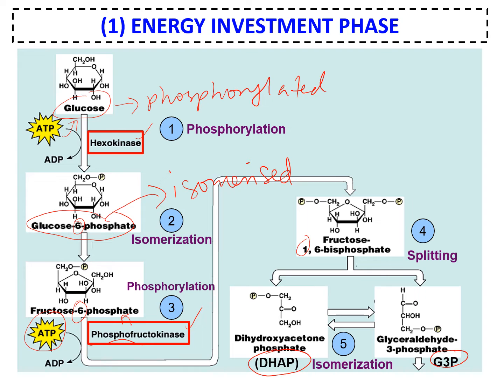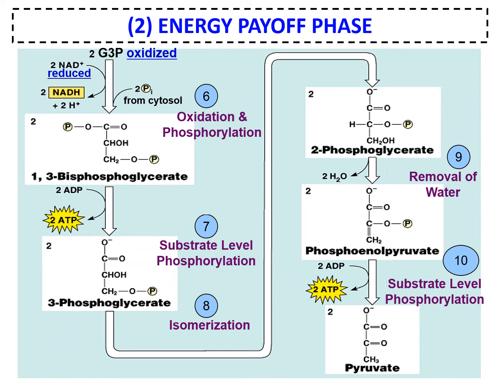We are going into the energy payoff phase, the 6 steps which involve glyceraldehyde 3-phosphate. Since we have the DHAP that is isomerized or converted into G3P, starting from this step, we have 2 molecules involved.